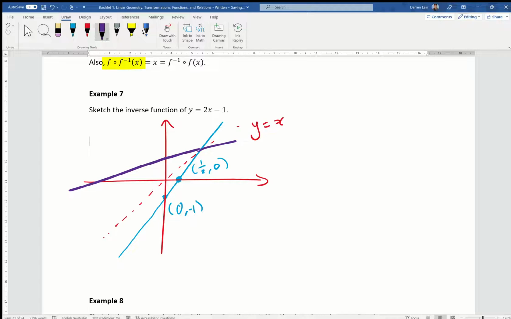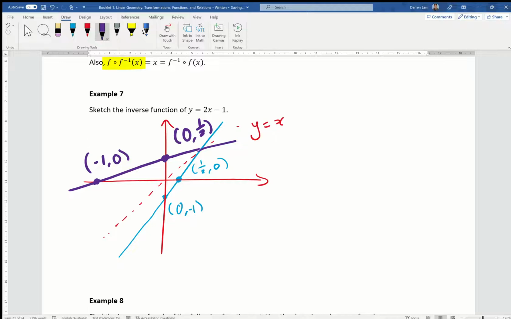Then, all I need to do is find these values here, right? Because it's inverse, what is this one going to be? It's going to be 0, a half, and this one, what's that one going to be? -1, 0. Easy. Pretty straightforward. Great. Let's move on to the slightly more difficult one.